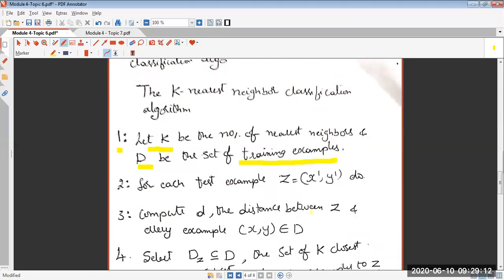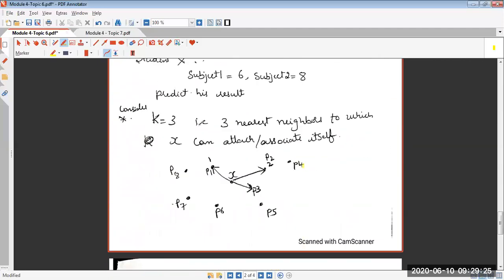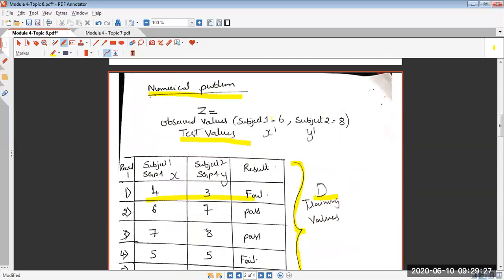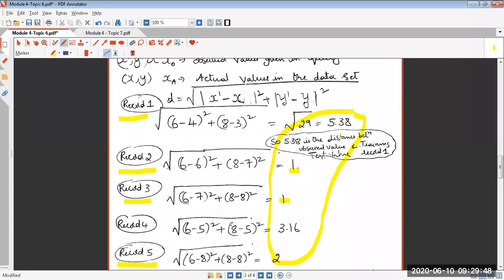So next, continuing with the discussion. The test example, we will call it as Z. That is x dash, y dash. To make things simple for you, I have marked it there in the problem itself. You can see I have done the required marking. For example, in this problem, we wanted to determine whether a student will pass or fail, based on the previous observations. So this is the raw data or marks of the student. We have called it x dash and y dash. The same reflection you can see in the algorithm.